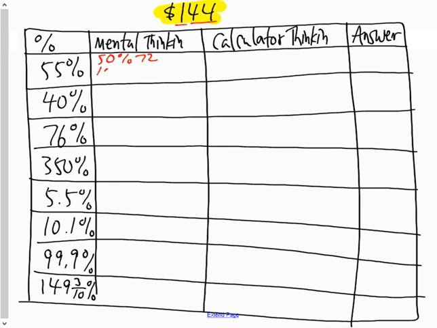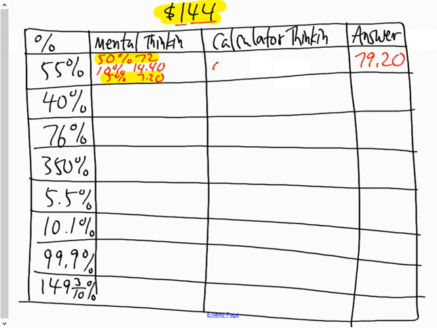The next number I would get is 10% by moving the decimal one place over, which is $14.40. The final one I'd get is half of that to get 5%, which is $7.20. When I put 50% and 5% together, I get 55%. So therefore it would be $72 plus $7.20 or $79.20. That's our answer.